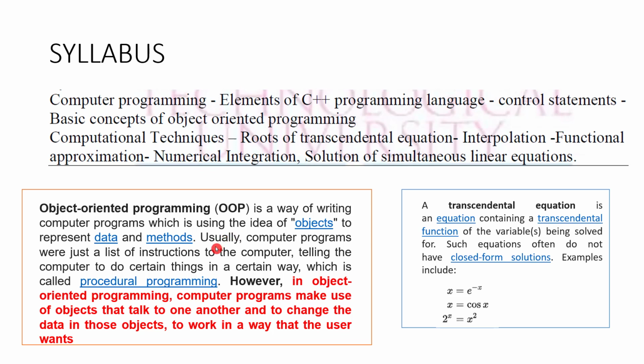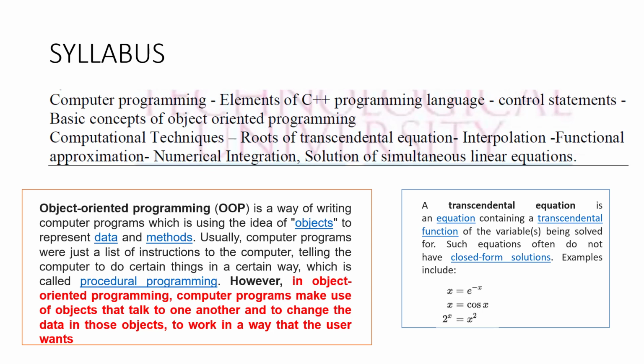Usually, computer programs were just a list of instructions telling the computer to do certain things in a certain way. Once you are writing a program having a set of instructions, like do this, do that, do this, those come under procedural programming. There is a certain procedure that has to be followed, and that procedure will give you the final result. But in the case of an object oriented program, it is different.